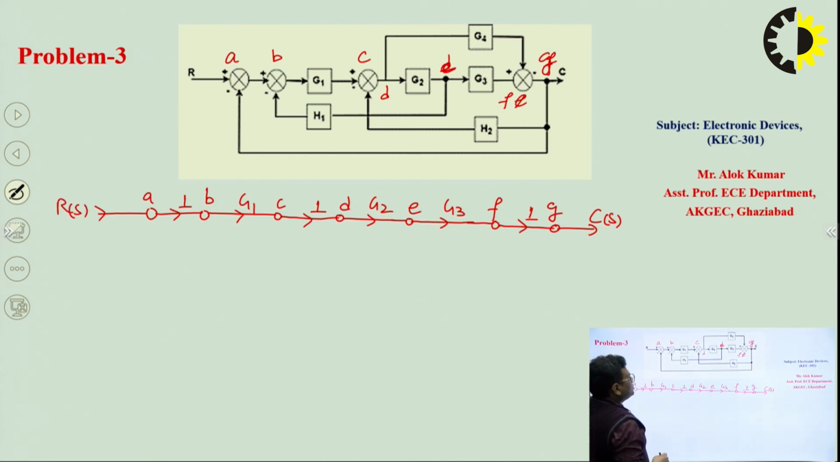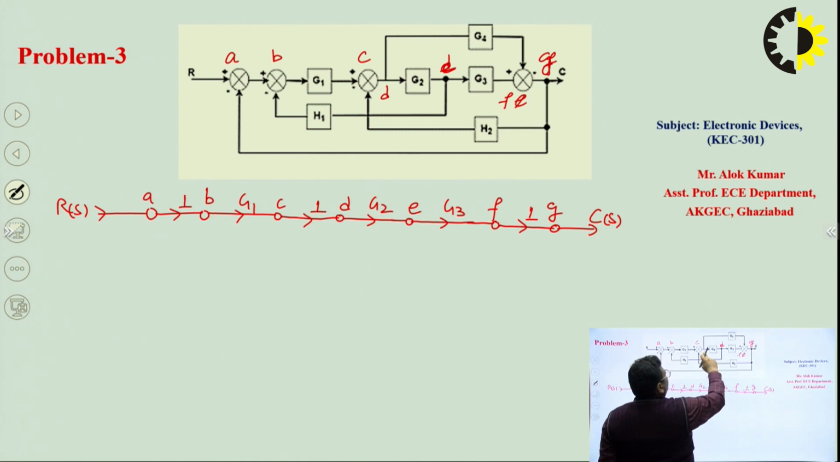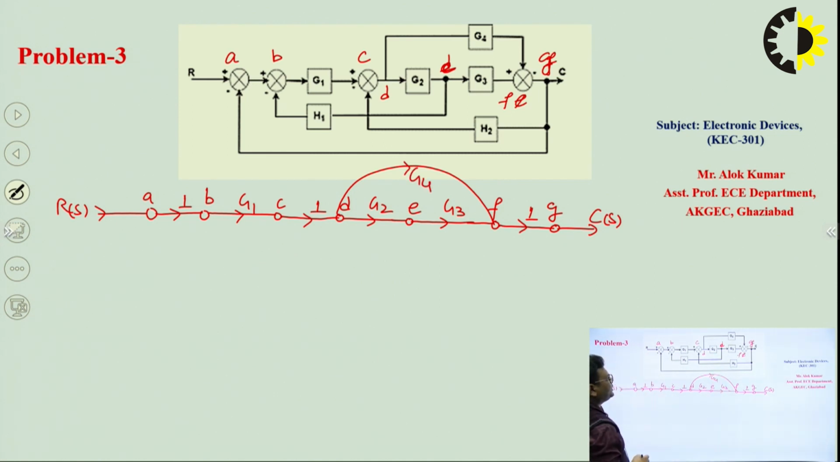Okay, so now we can see from node D to node F, one signal is going, that is G4, in the forward path or in the forward direction. So node D to node F.